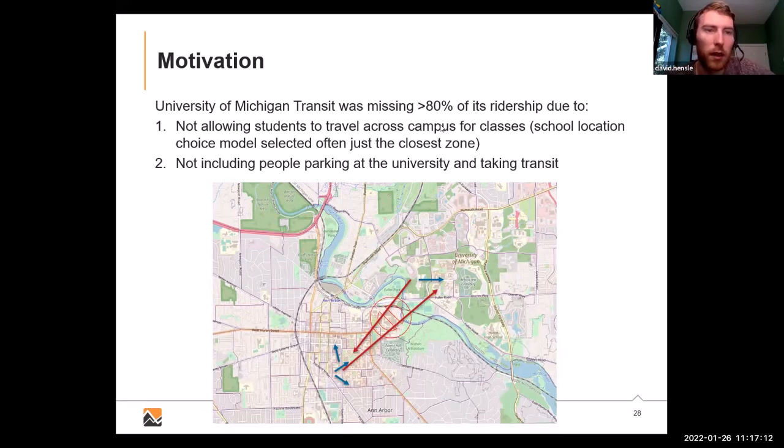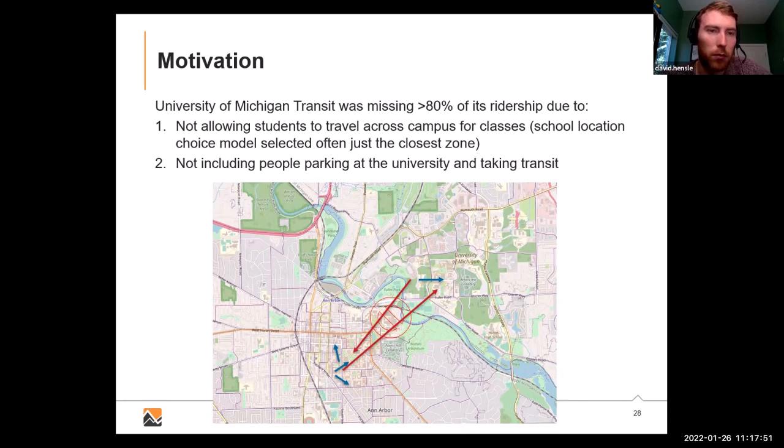The first reason is that we weren't allowing students to travel across from campus to campus. So the University of Michigan is separated into a north campus and a south campus, as you can see here on this map. And what was happening is that if your dorm was near the north part of campus, you were just going to school at the closest zone there with enrollment, and same on the bottom. So the school location choice model was often just selecting the closest zone and not accounting for this intra-campus travel between the north and south regions.